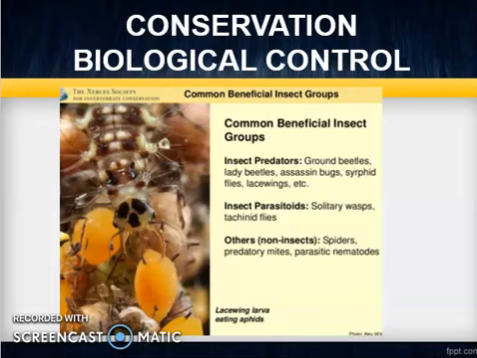The second group of beneficial insects that we call insect parasitoid, for example, solitary wasps, and including all the tachinid flies. And the third group of beneficial insects based on this slide is, for example, non-insect organisms, like spider, predator mite, and including parasitic nematodes.